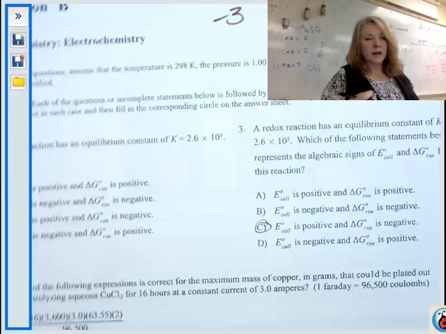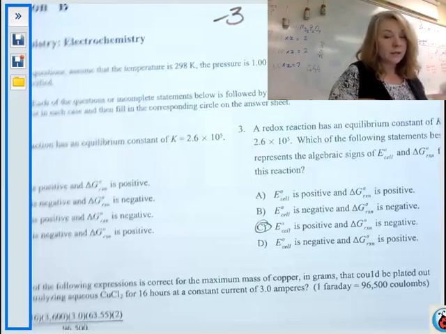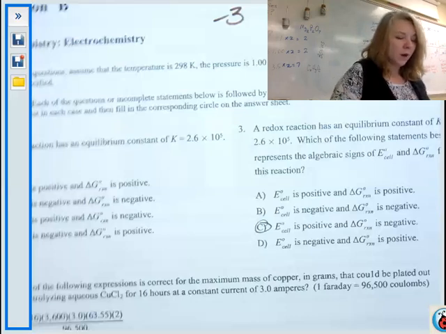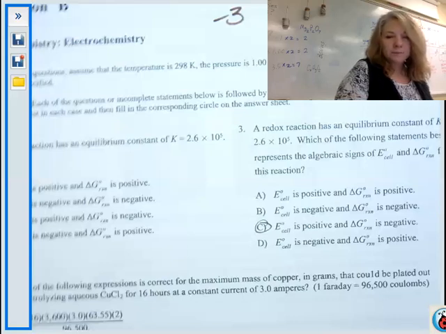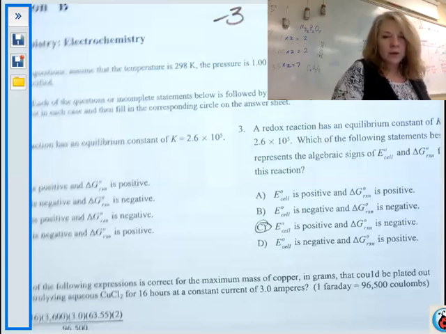Okay? She's trying to make a galvanic cell. It has to have E of the cell positive. It's thermodynamically favorable. It's going to work. So she's using the electrodes of chromium and silver. So we pick out chromium and silver from our little table up there.